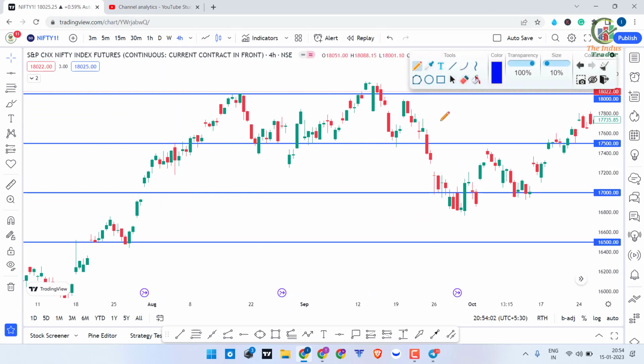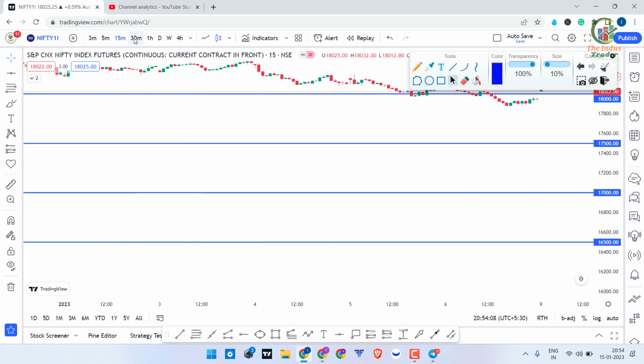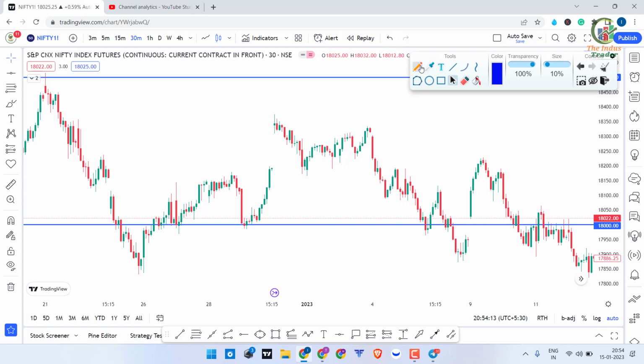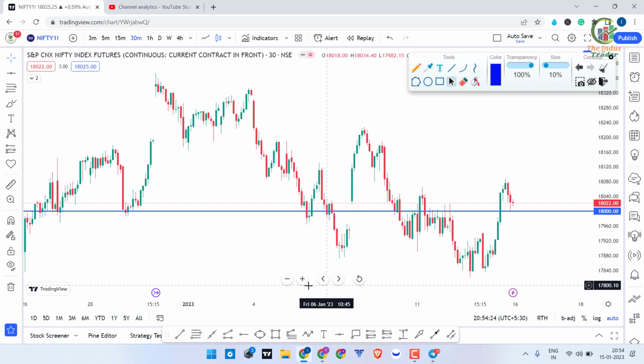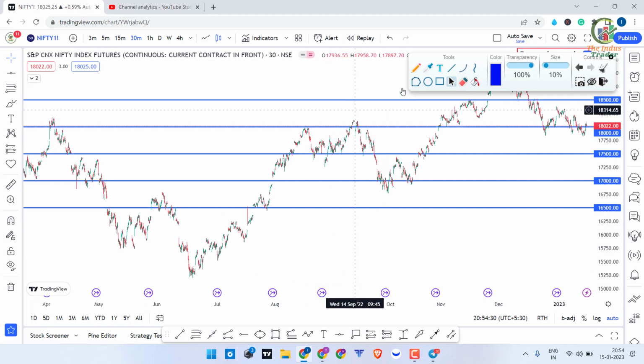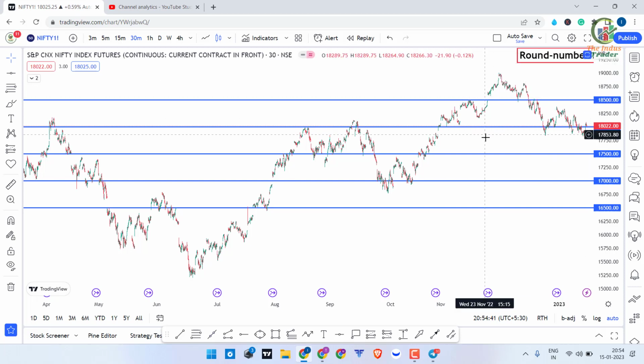I'm showing you on the 4 hour time frame. You can even check these price actions by going into lower time frames like 15 minutes, 3 minutes as well. Let me show you. Here you can see how well these levels are respected most of the times. Let me zoom out. Can you see here, this level? So I hope now you agree that this level can act as support and resistance.